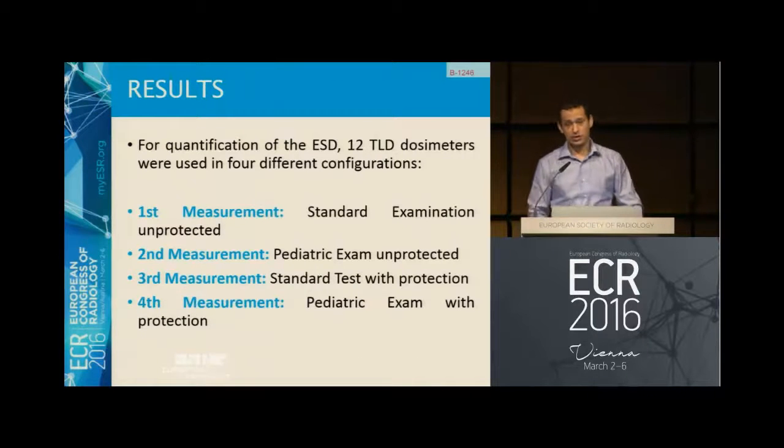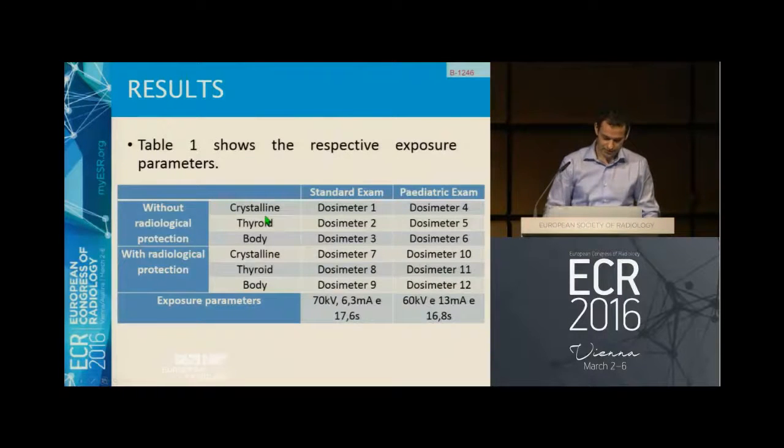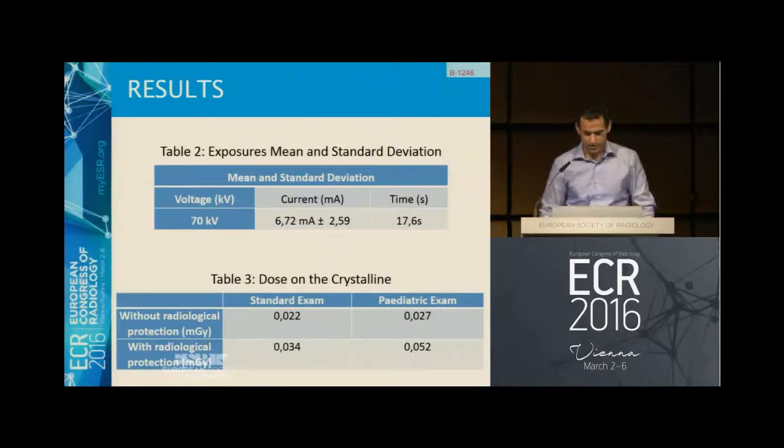For the quantification of the ESD, we placed 12 TLD dosimeters, and we used 4 different types of measurements: standard and protected, pediatric and protected, standard with protection, and pediatric with protection. So we can see here several dosimeters placed on these body parts with and without the protection. Here you can see the exposure parameters. This is our mean and standard deviation, current and time.